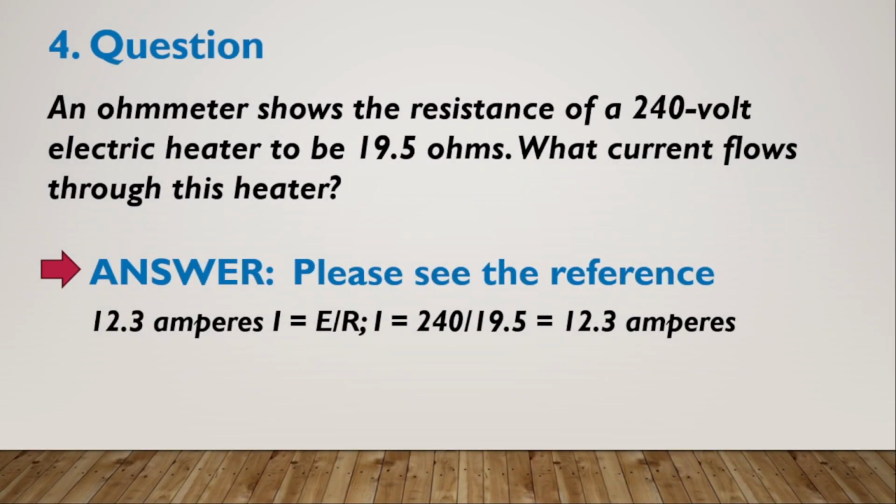Question number 4. An ohmmeter shows the resistance of a 240 volt electric heater to be 19.5 ohms. What current flows through this heater? Please see the reference.